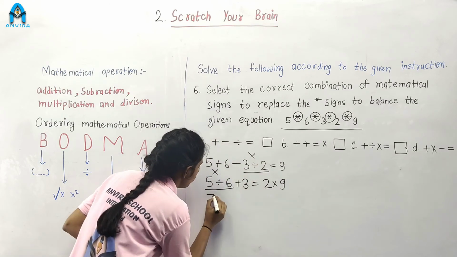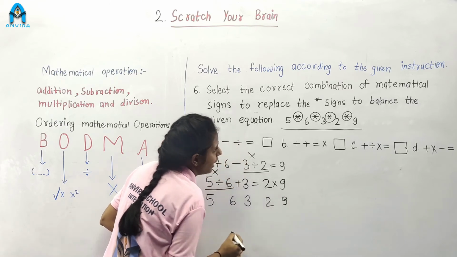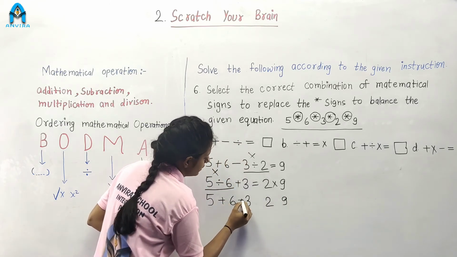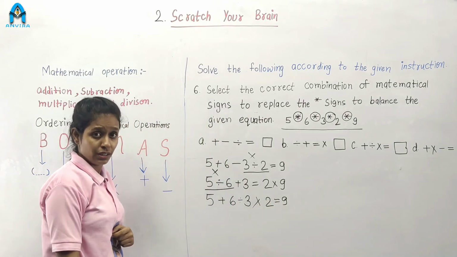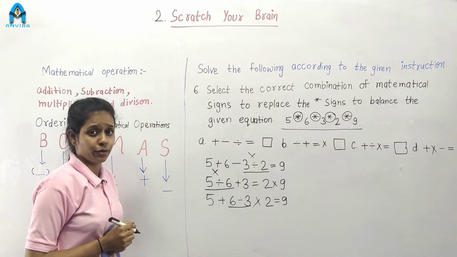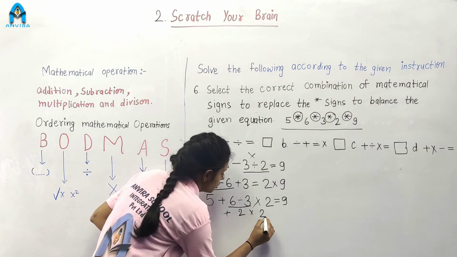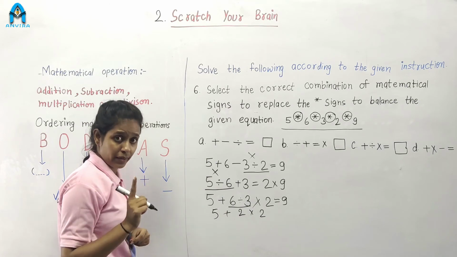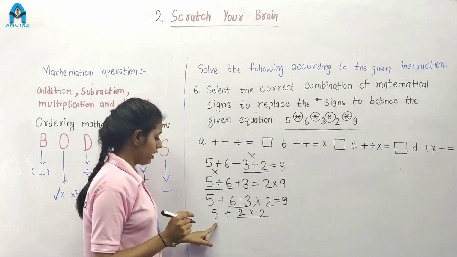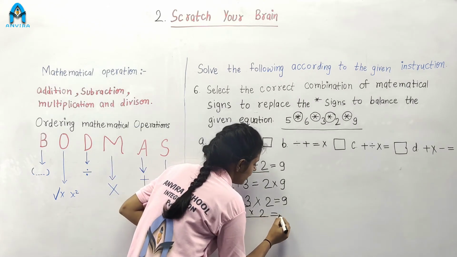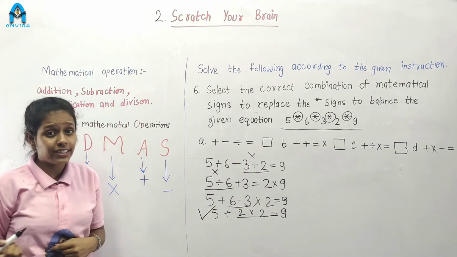Option C. Let's go. 5, 6, 3, 2, 9. Plus, divide, multiplication and equal. First, divide 6 divided by 3. Yes. 2. Add and multiplication. Which is first? Multiplication. 2 multiplied by 2 is 4. And 4 plus 5 is equal to 9. Yes. This is our correct sequence.